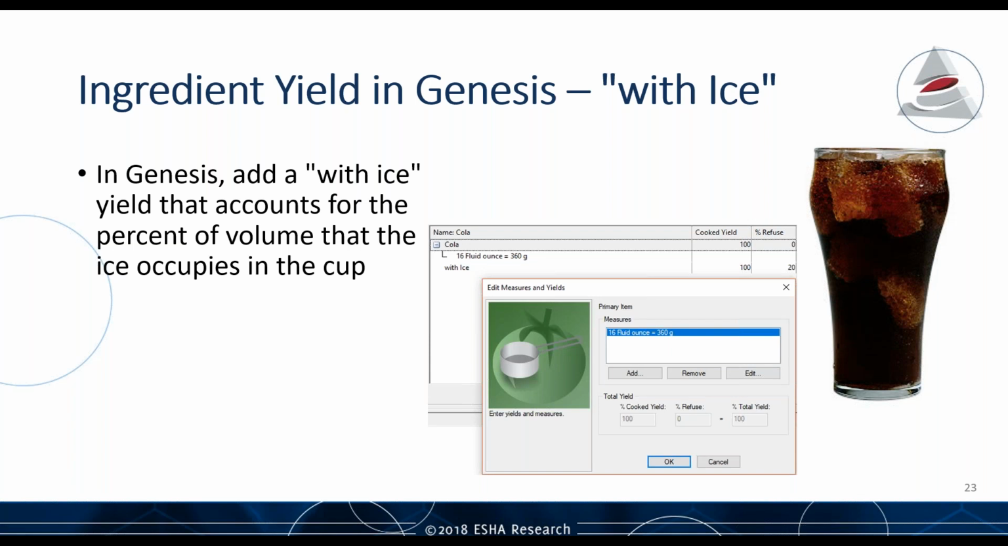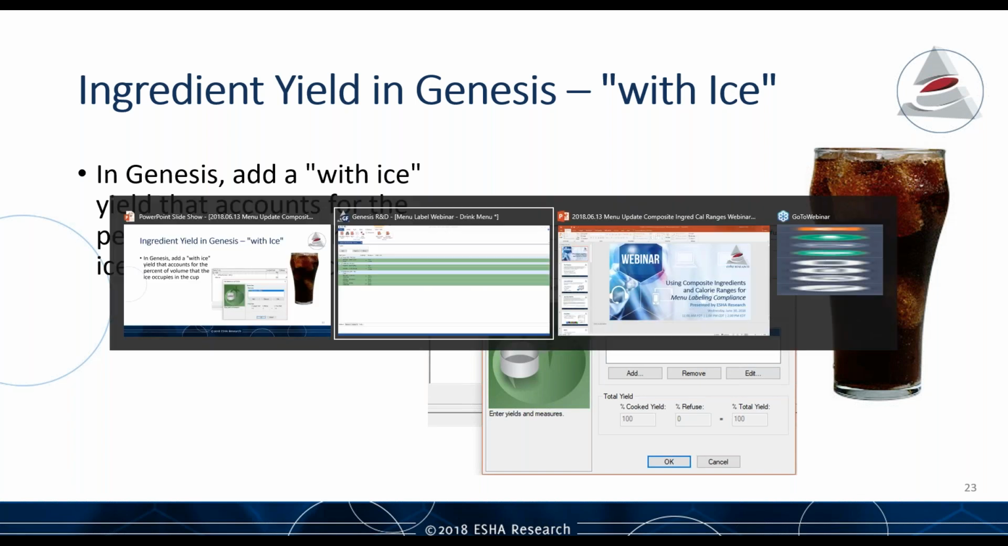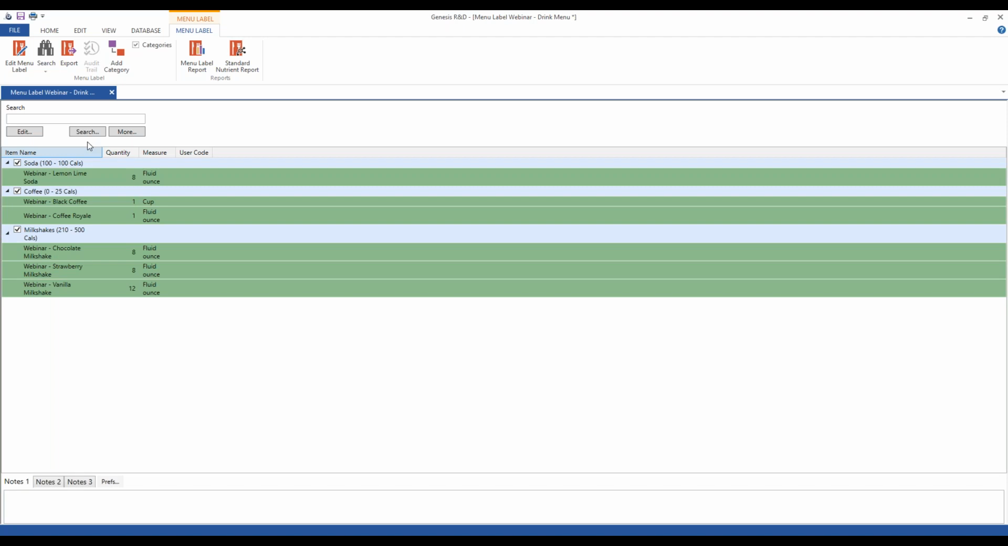And we've added it. Oh, sorry. With the latest version of Genesis, we have added a yield description for with ice. This allows you to factor in the % of the volume that the ice occupies and reports the nutritional information per the soda in the served cup. Ben, could you show us that, please? I certainly can. Sorry, I jumped in there a little early. She points at me for one thing, and I think it's a different one.